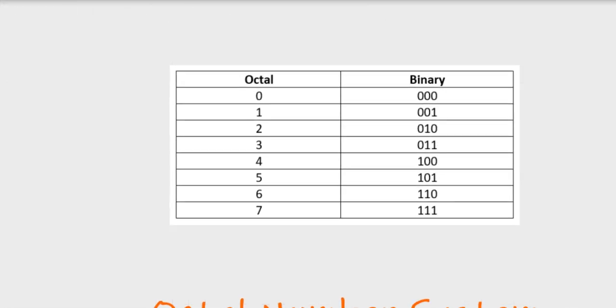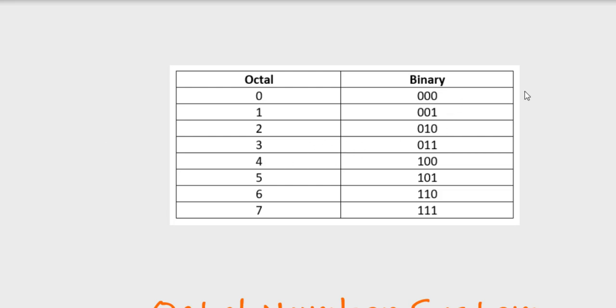And if you see the following table, to represent any of the octal digits in binary, or in any other number system, first you need to convert into binary, and then you need to convert into the decimal number system. So just 3 bits are enough to represent any octal number, as you can see from the table.